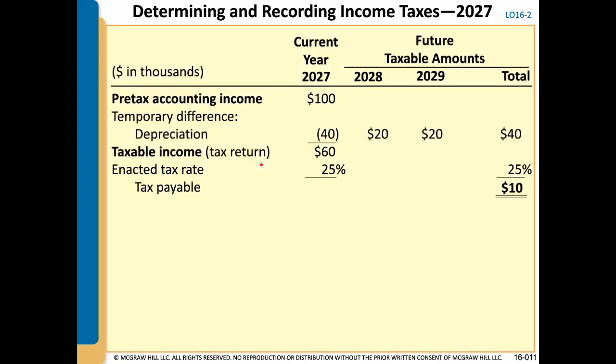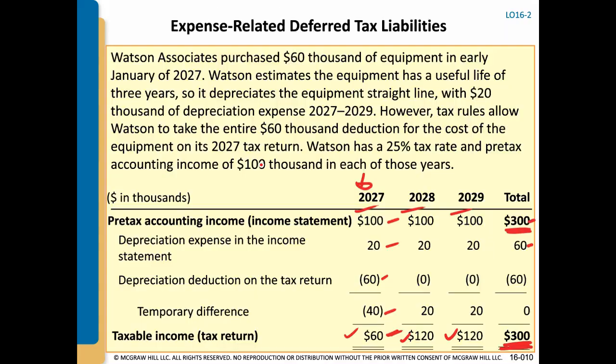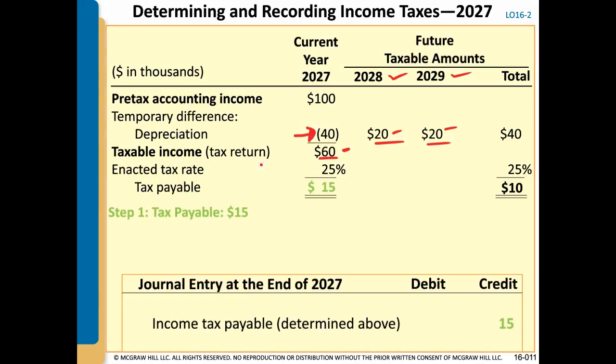Okay, so now here's our taxable income for the current year of 60,000, and we know that we're going to add back 20,000 of depreciation expense in each of the future years in 2028 and 2029. So in 2027, we had a net deduction of 40,000, right? And that's because we added back 20 and subtracted 60. And we know we're going to have to add back this full 20, right, in the next 2 years.